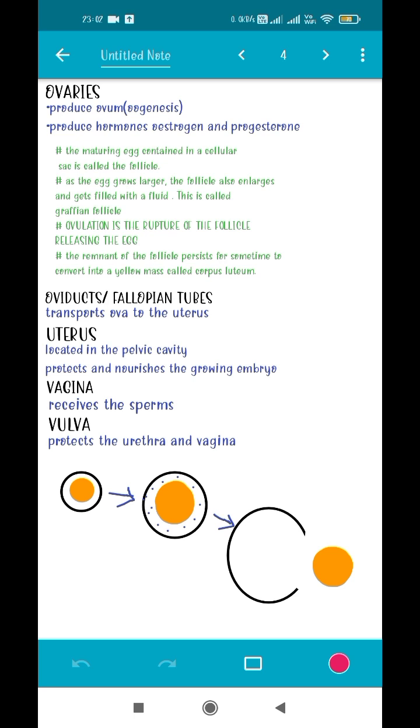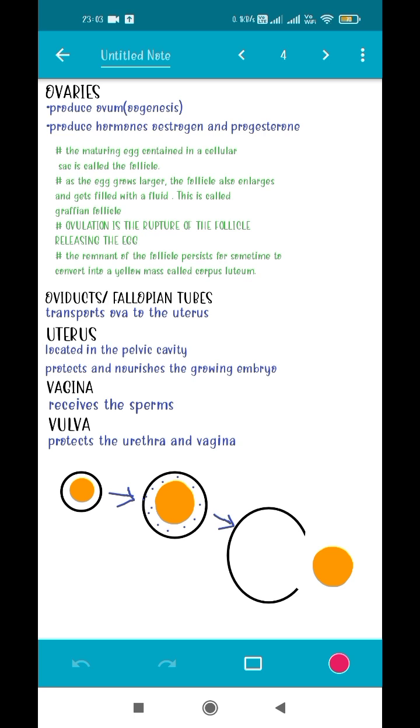There are certain important terms which I have written in green. The maturing egg contained in a cellular sac is called the follicle. You can see the diagram below. Initially, the egg, which I have denoted by orange color, is contained in a protective sac. The sac is known as the follicle. With time, as development occurs, the egg grows in size. Along with that, the sac also grows in size and gets filled with a fluid. This structure is known as the Graafian follicle.